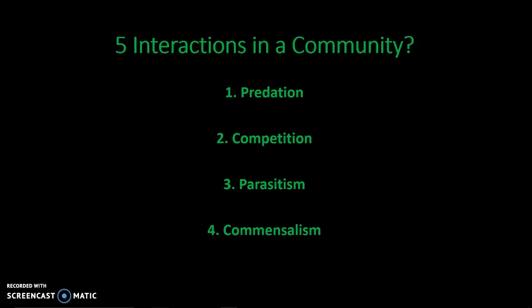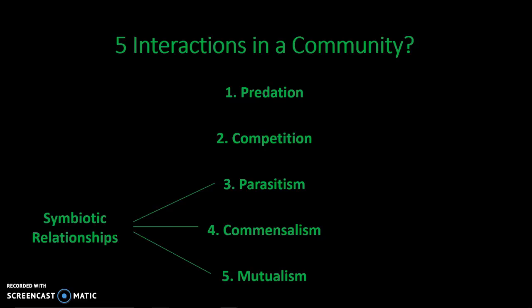Interaction number four is commensalism. One species benefits, the other is neither harmed nor benefited. And interaction number five is mutualism. Both species benefit. And you should be able to tell me which of these interactions fall under symbiotic relationships. In this case, it'll be the bottom three: parasitism, commensalism, and mutualism. That was species interactions, and I hope that was helpful.